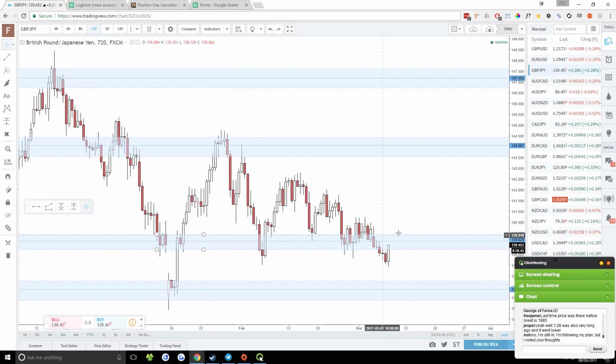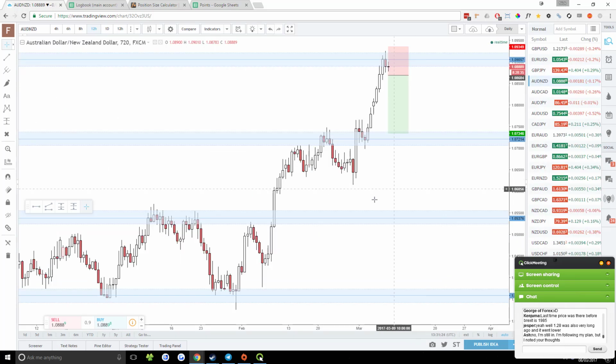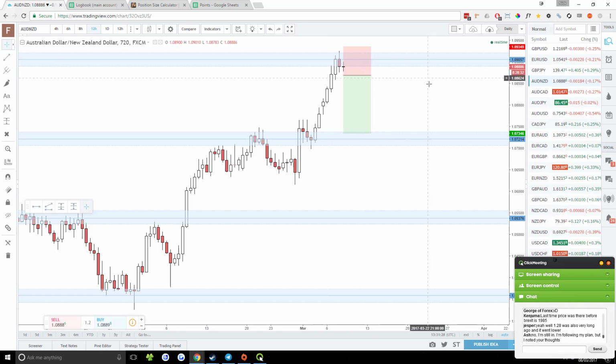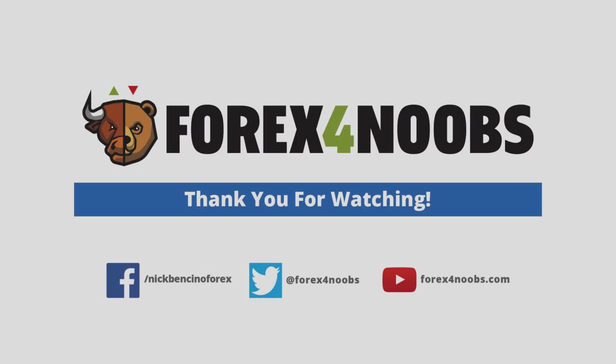GBP JPY continuation reversal, maybe, probably not, but it's good to keep an eye on. AUD New Zealand, we have an actual setup on, and I'll be entering short if it drops below. If this trade triggers, I'll be posting a live trade video, win or lose. Thanks for watching the analysis.